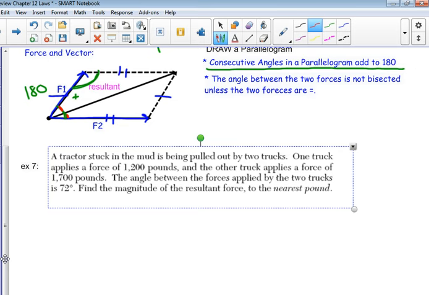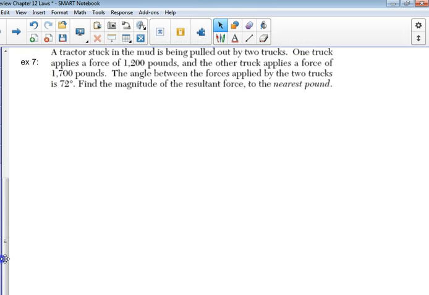Let's see what we got, we'll draw a picture. A tractor stuck in the mud is being pulled out by two trucks. One truck applies a force of 1,200 pounds, the other truck is 1,700 pounds. The angle between the two forces is 72. Find the magnitude of the resultant. Alright. So right in here, you see the words forces and resultant. That's the only time we should be drawing those crazy color parallelograms. Not for everything else. So, can somebody tell me what one force is?